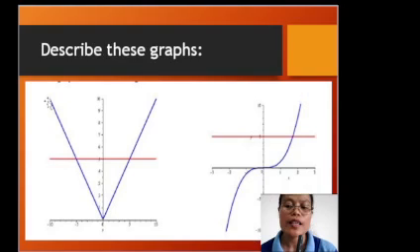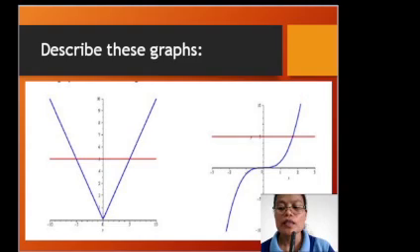So if we are going to use the horizontal line test, in the first graph we have 2 points being hit. So this is not a one-to-one. Here at the other graph, it only hits 1 point. So this is a one-to-one function.